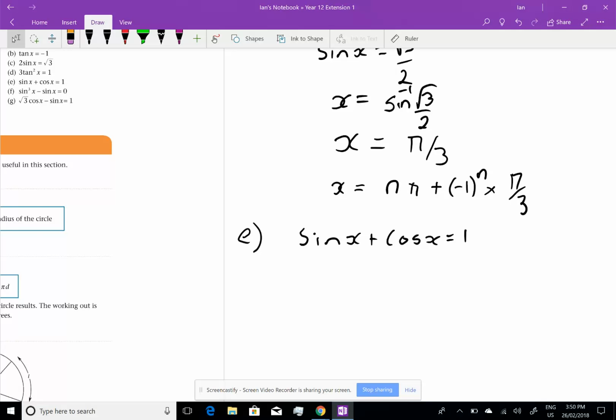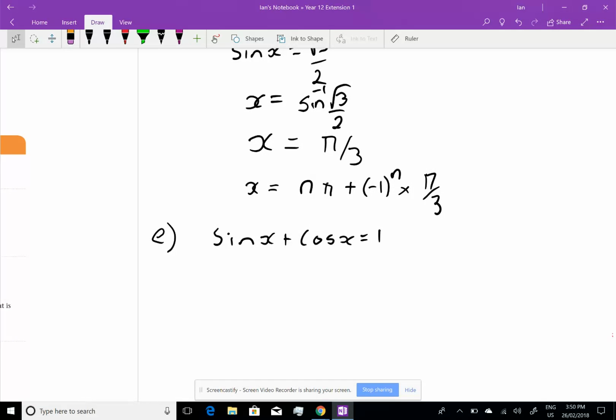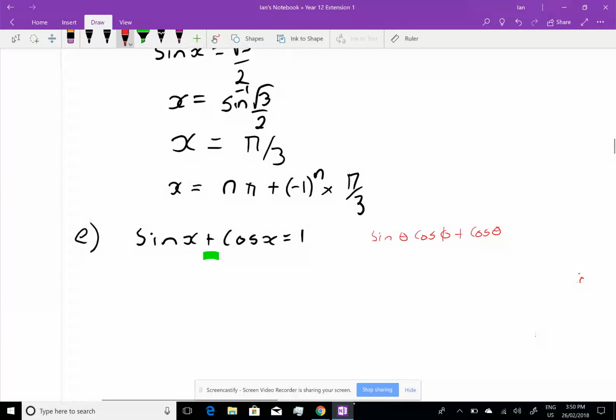But I'm just going to do the r sine. Now, the first thing I would do is look at this and go, well, I've got a plus there, I've got a sine and cos. I'm going to use the formula on my formula sheet that has a plus in the middle, and it's sine theta cos phi plus cos theta sine phi, and that equals sine of theta plus phi. And that's on your formula sheet.